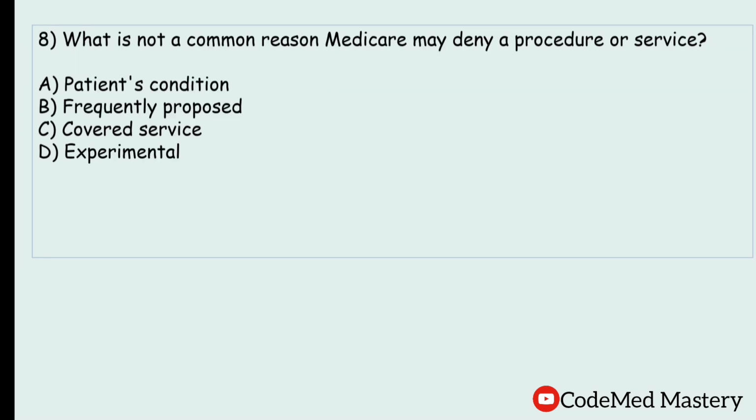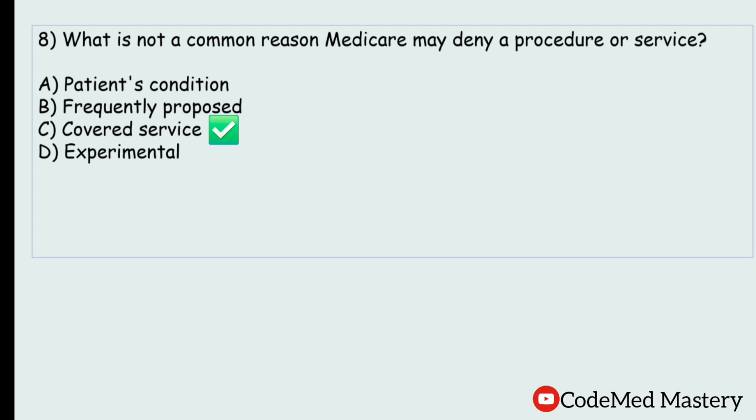Next question. What is not a common reason Medicare may deny a procedure or service? Whether it is patient's condition, frequently proposed, covered service or experimental. The correct answer is option C, covered service.